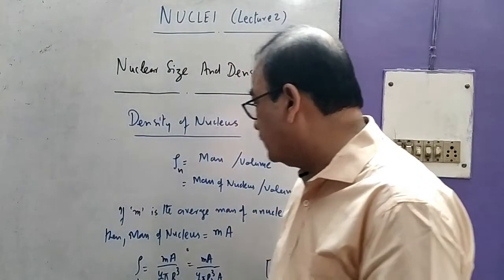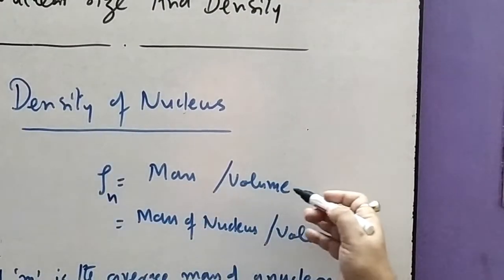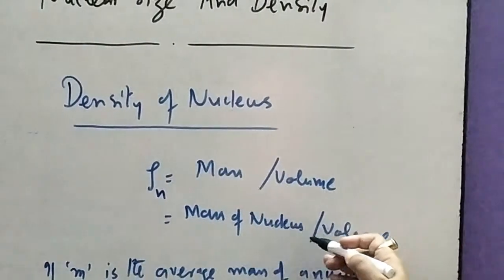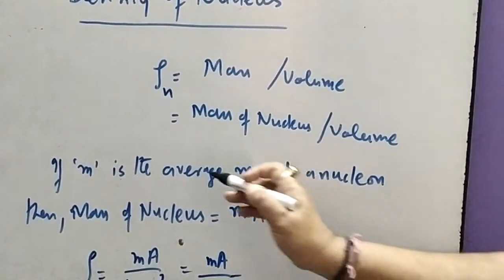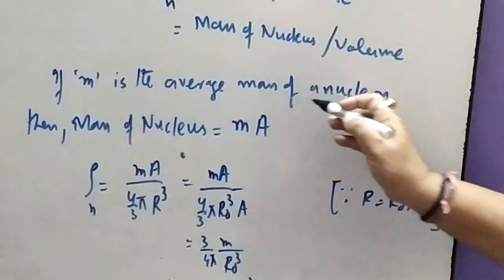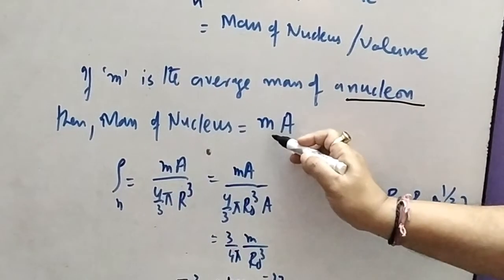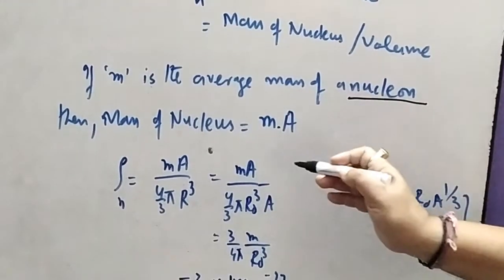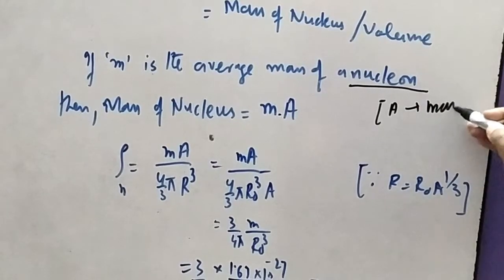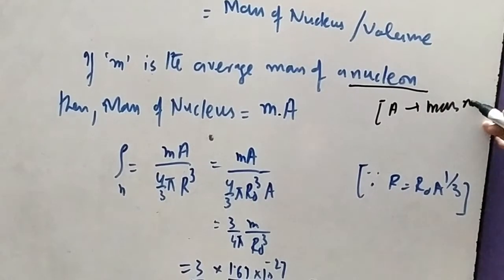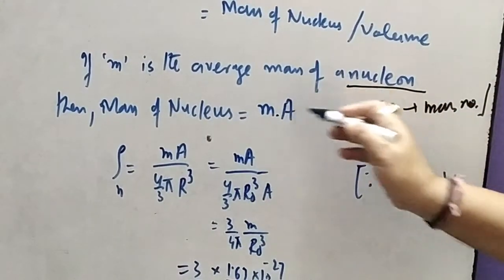Okay, this is how we determine the density: rho is mass upon volume, that is, mass of nucleus upon volume. If m is the average mass of a nucleon, then the mass of the nucleus will be equal to m into A, where A is the mass number. Mass number gives the total number of nucleons, that means the total mass of the nucleus.